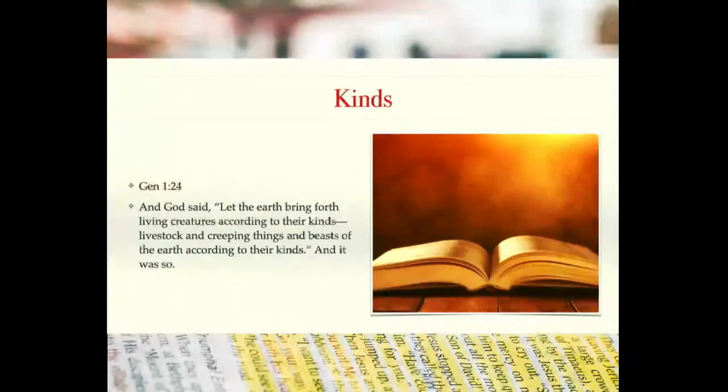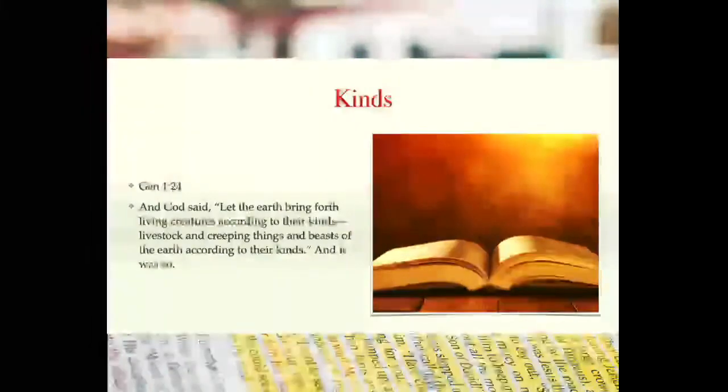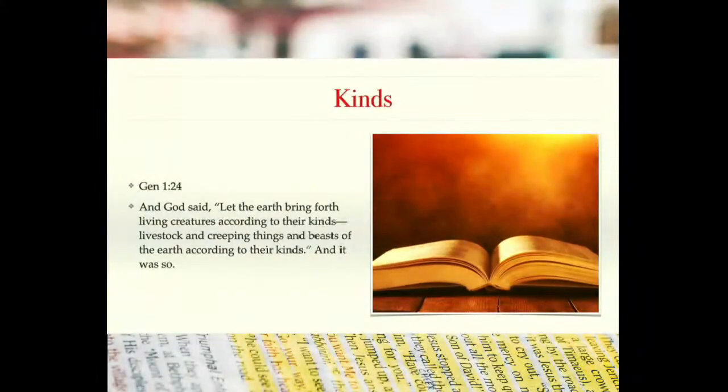All right, so we're always going to start with the Bible. Genesis chapter 1 and verse 24. "And God said, let the earth bring forth living creatures according to their kinds, livestock and creeping things and beasts of the earth according to their kinds, and it was so." So I want you to focus on the word kinds, okay? This word kinds is mentioned in the book of Genesis about 10 times or so, all right? And when the Bible states that God made kinds, notice that each produces their own kind.